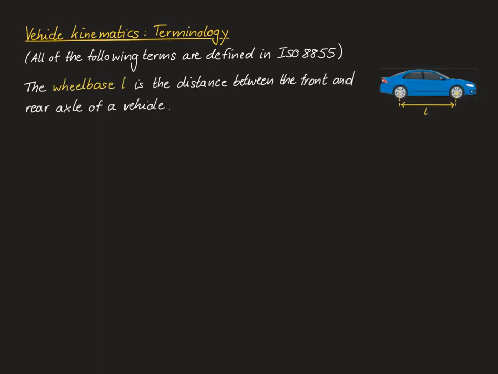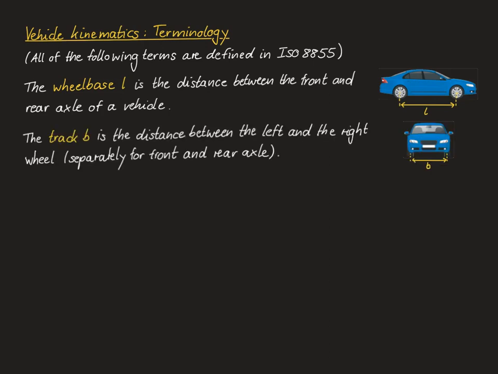First, the wheelbase, which we denote with a lowercase letter l, is the distance between the front and the rear axle of a vehicle. Then the track, which we denote with a lowercase letter b, is the distance between the left and the right wheel. And actually that may be different for the front and rear axle, so we could distinguish between a track of the front axle and a track of the rear axle.